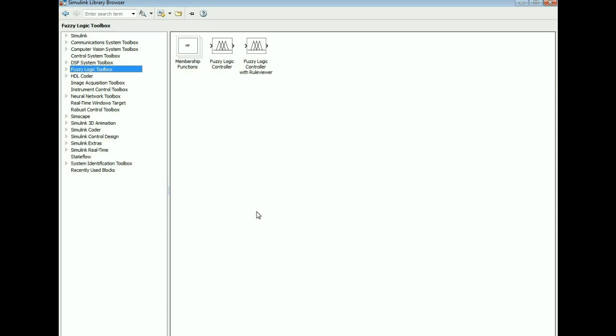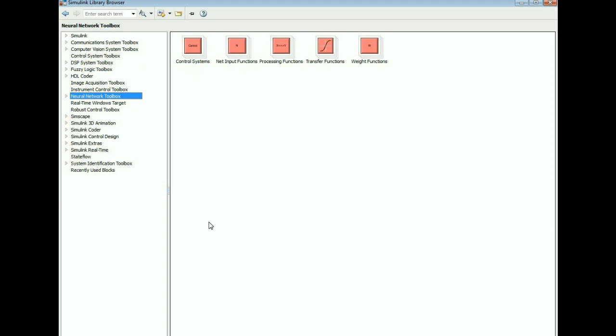Let us take an example of the temperature of water from the tap. The temperature may be 70 degrees, 50 degrees, 30 degrees or 0 degrees. So these temperatures are denoted on a scale of 0 to 1 in fuzzy logic.